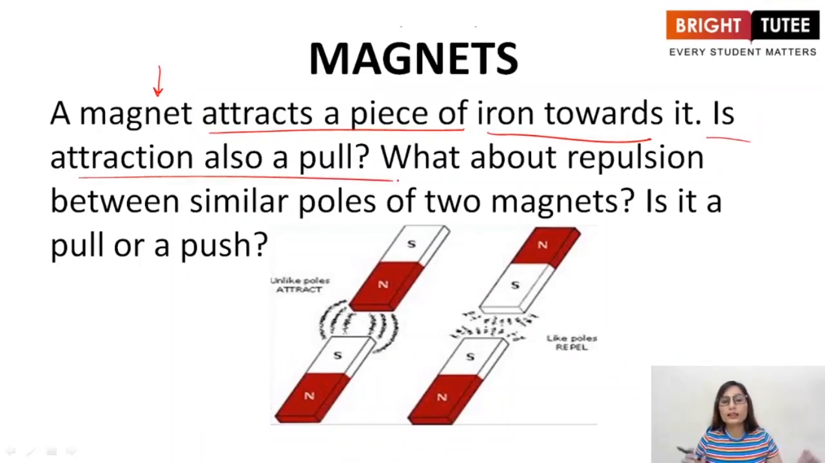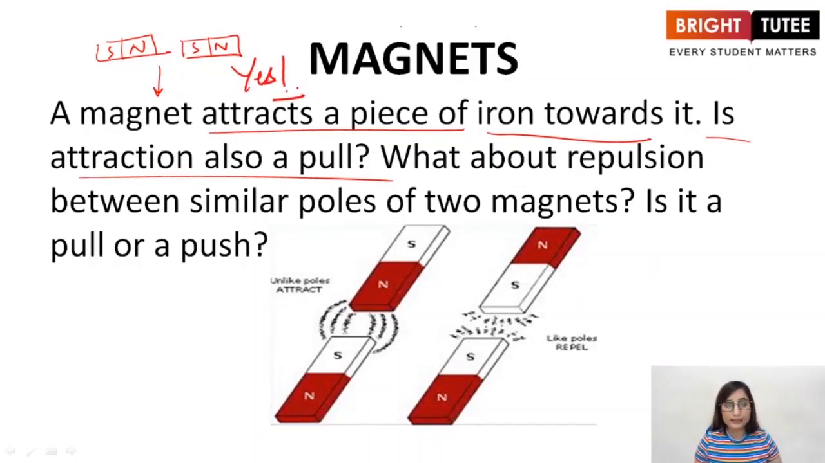You know that unlike poles, for example, you have 2 magnets and you have put unlike poles close to each other. So they will attract each other. So are they pulling each other? Yes. Magnets are trying to pull each other.